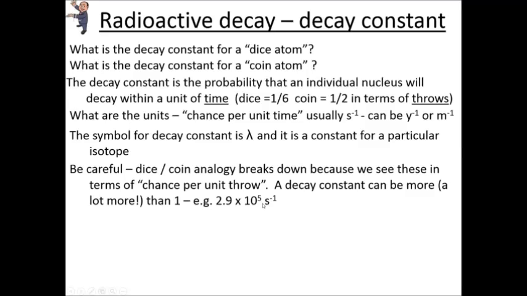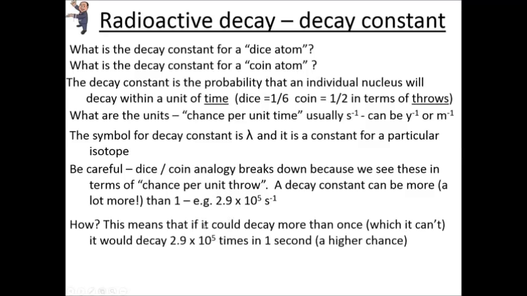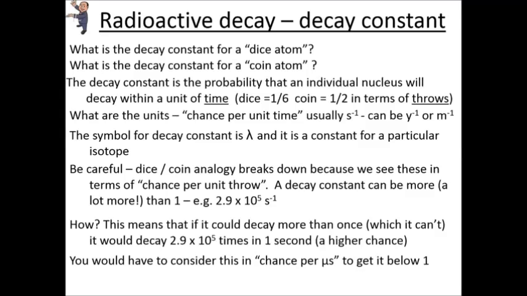Now you might be thinking, well, hang on, does that mean it's going to decay 2.9 times 10 to the 5 times in 1 second? No, it doesn't. It means that if it could decay, it would decay a lot of times in a second, but obviously it can only decay once. In order to get this number down to less than 1 to make you feel a bit happier, we'd have to reduce the time to microseconds, and then it would be 0.29 per microsecond, which is then, we would say, if we waited for a microsecond, there is a 0.29 chance that it's going to decay. But remember, we can change the unit of time to make our decay constants more meaningful. So don't be put off if we're dealing with decay constants that are more than 1.